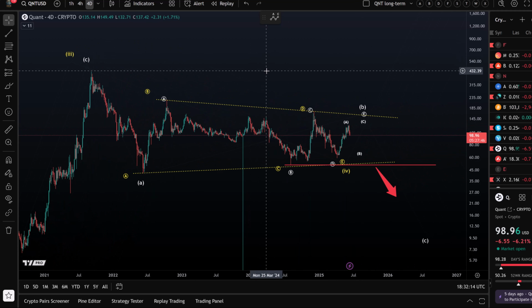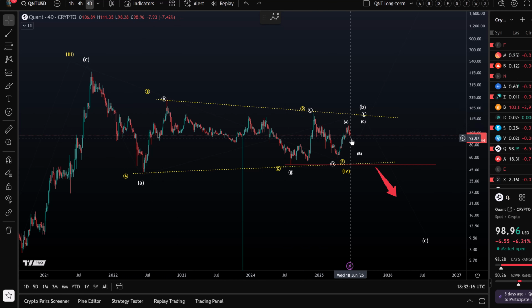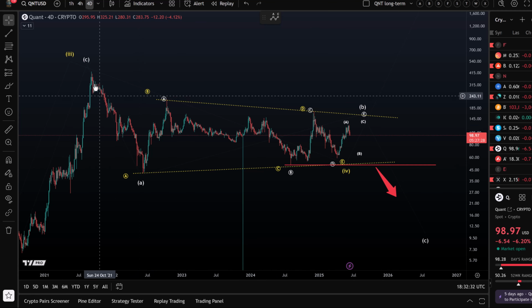The QNT Quant chart is still in a sideways range. We talked about it a few times before, and we're still dealing here on the larger time frame with this ongoing sideways correction. Yeah, this is not a trend. This is just a correction which started at the top of the last bull market.